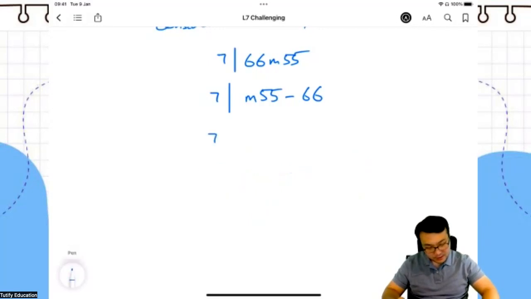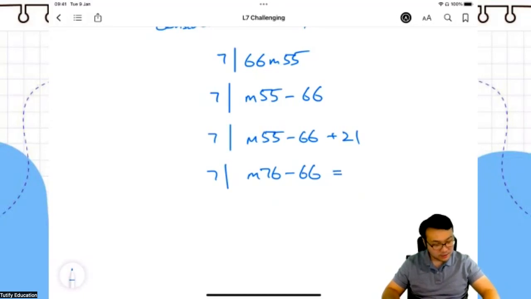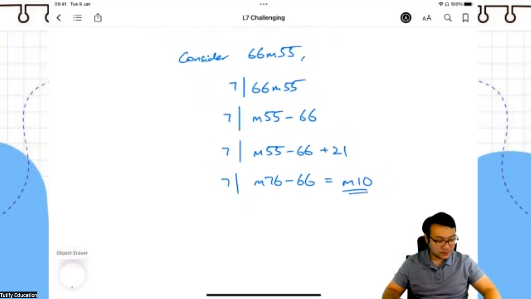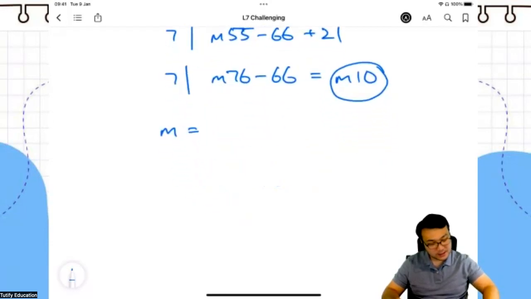So, Gwen, let's add 21. So I'll end up with M76 minus 66. What is M76 minus 66? M10. Thank you, Gwen. All right, so students, we have now simplified our M. We have minus the 66. We got M10. So Janelle, what do you think are the possible values of M such that M10 is divisible by 7?